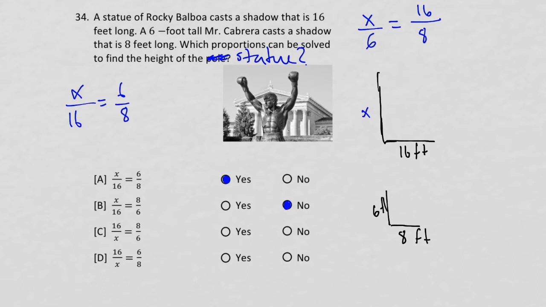In C, what they did is they flipped the X and the 16. That's okay. They can do that as long as they also flip the right side. And it looks like they did, right? 16 over X, 8 over 6. Right here. Look, it's the same thing as this one, but flipped. So that one is yes.